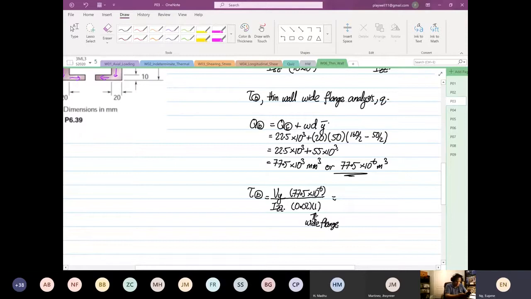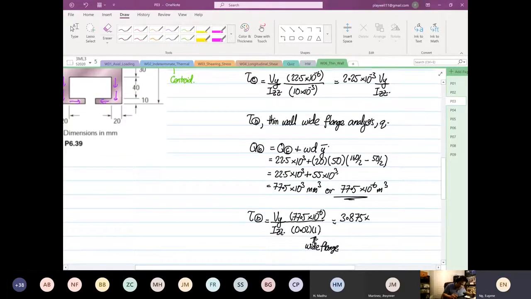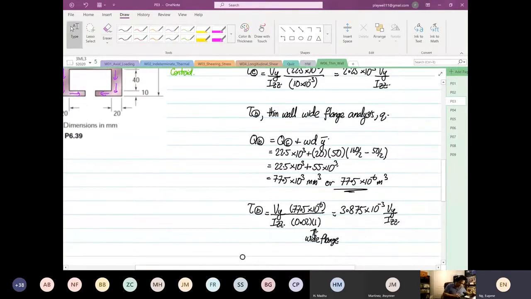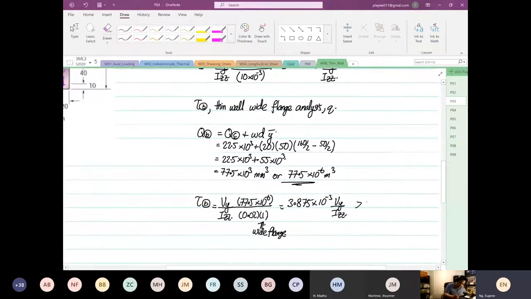0.5 power minus 6 divided by 0.02 is equal to 3.875 times 10 to the power of minus 3. So this is higher, right?